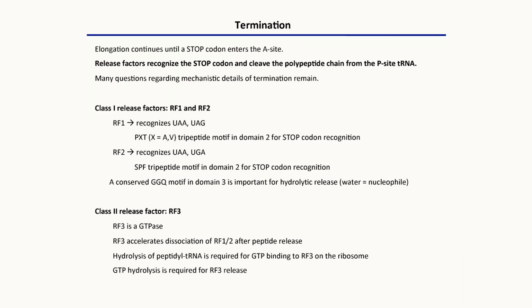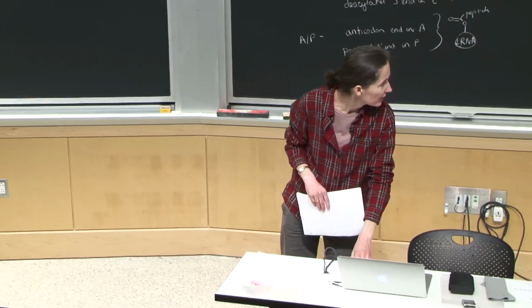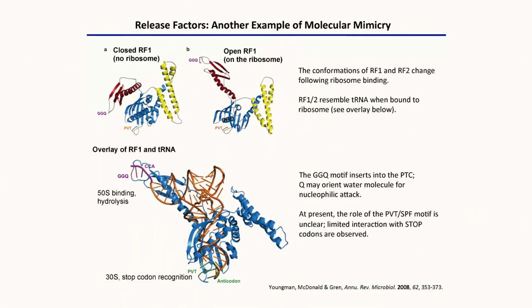And so there are two different classes of release factors. We have class 1, which are release factors 1 and 2. Release factor 1 and release factor 2 each recognize certain stop codons. So for instance, RF1 recognizes UAA and UAG, whereas RF2 recognizes UAA and UGA here. Okay. There's a class 3 release factor, RF3. This one is a GTPase, and it has the job of accelerating dissociation of RF1 or RF2 after peptide release. So we'll look a little bit at structure and then one schematic for how this may all happen.